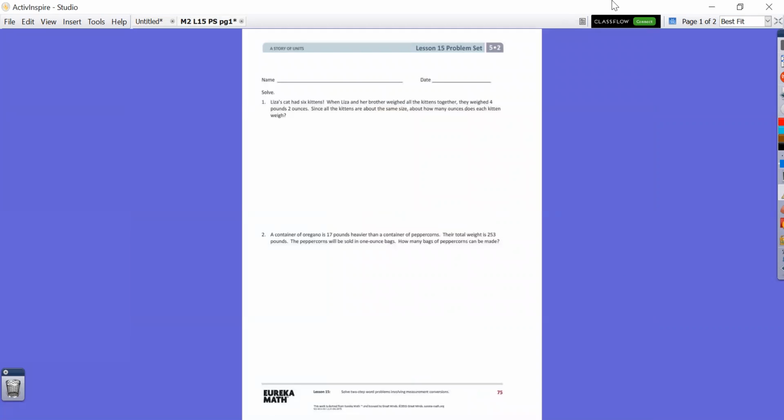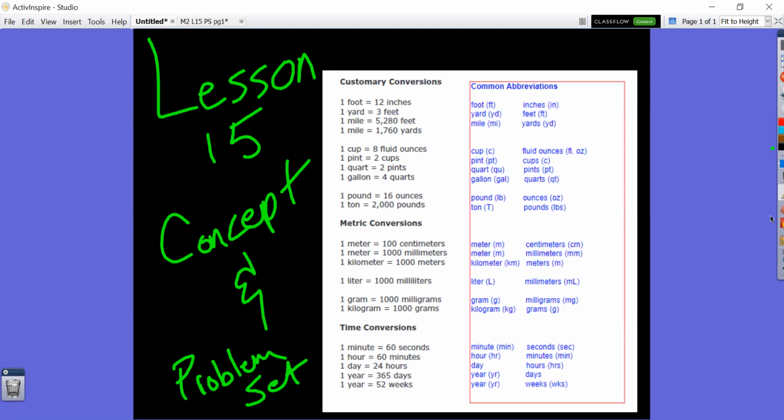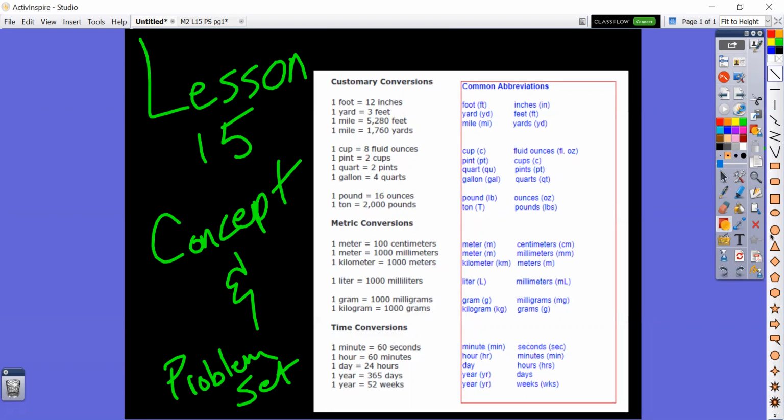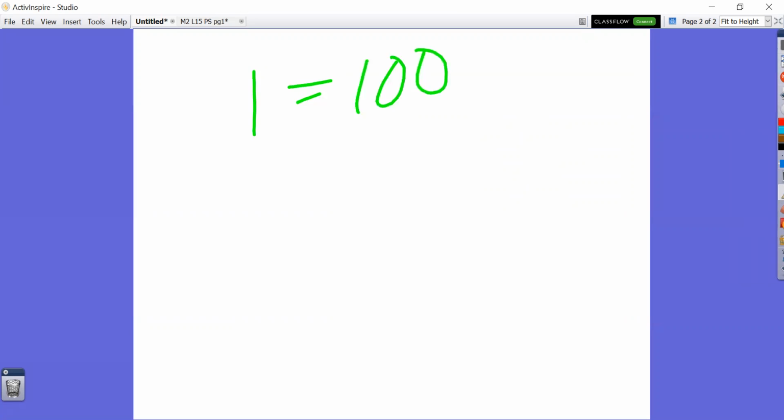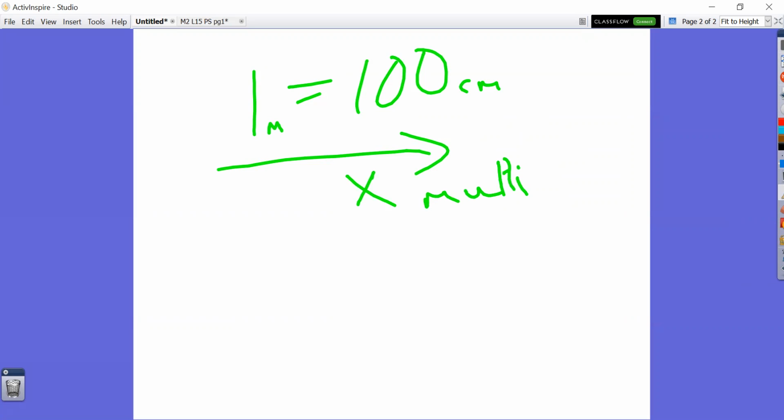Now we're going to have to be thinking of whether or not we're going from larger to smaller units, which means we're multiplying, or if we're going from smaller units to larger units. So let's think about that real quick. That's going to be our number one challenge today because we've practiced all these skills. Now we're just trying to say, are we going from larger to smaller or smaller to larger? So if we were going meters to centimeters, 1 into 100, that's a multiplying situation, right?